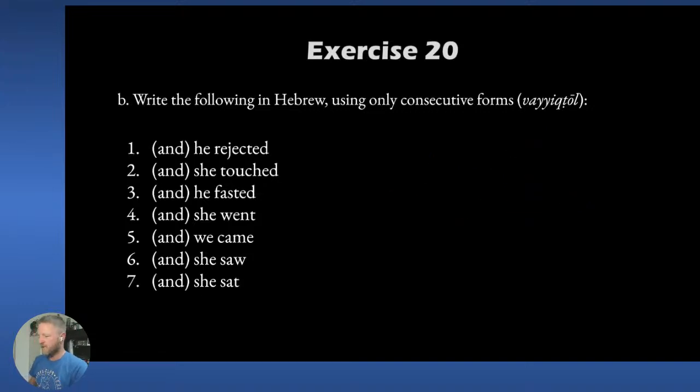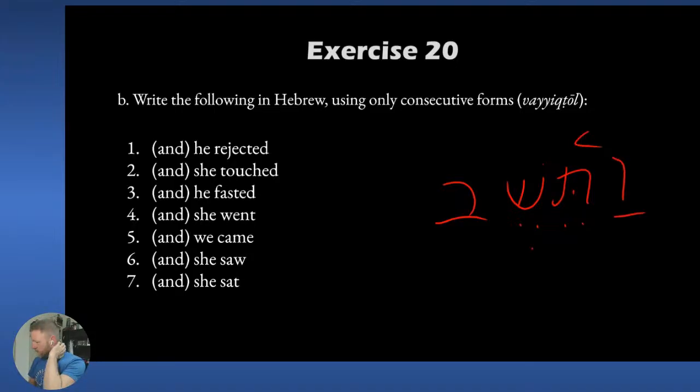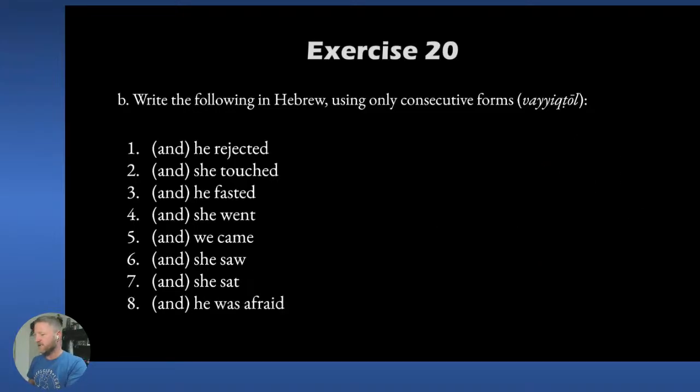Okay. She sat. Yashav. Yeshev. Instead of ye, we say teshev. We say va teshev. Vateshev like vayeshev. Vateshev, she sat. Vayeshev, he sat.